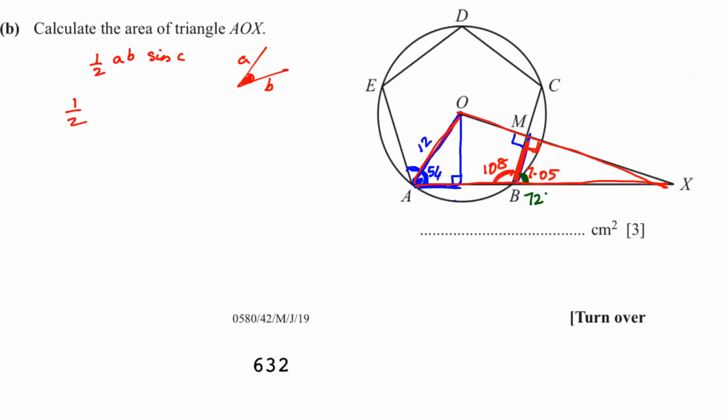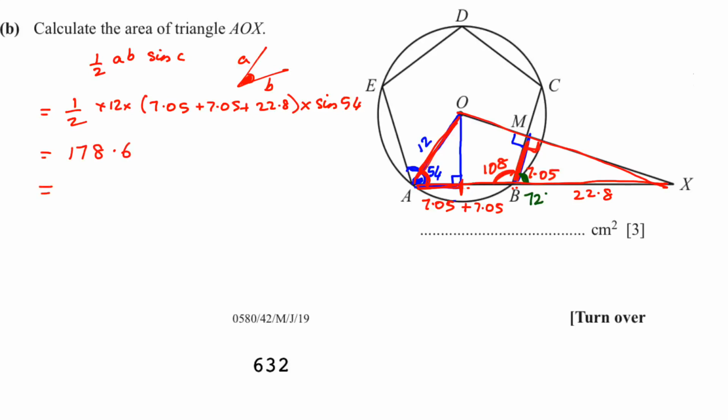From the diagram, we know that this side is 12, so half times 12. And we already found this side here, which is 7.05. And this is the same as this side here, so plus 7.05. Plus you found BX, which was 22.8. So we are going to add all of them together. Plus 7.05 plus 22.8. Multiply by the included angle. Which is the included angle? 54. So sine 54. And when you put this whole thing in the calculator, you will get 178.6. Rounding it to 3 figures, we'll get 178 square centimeters. So we are done with this question here.